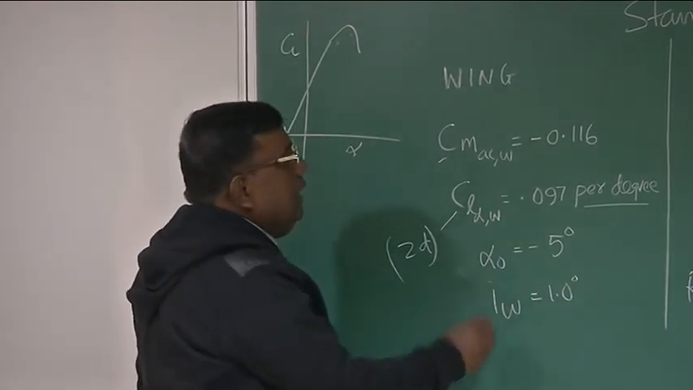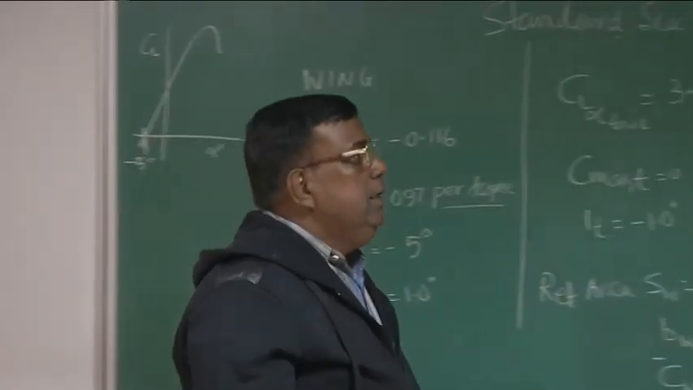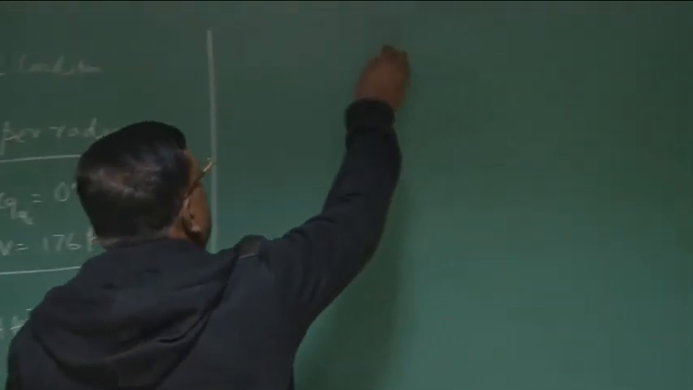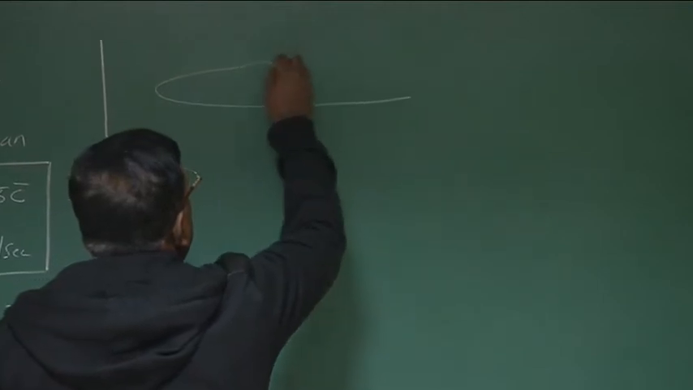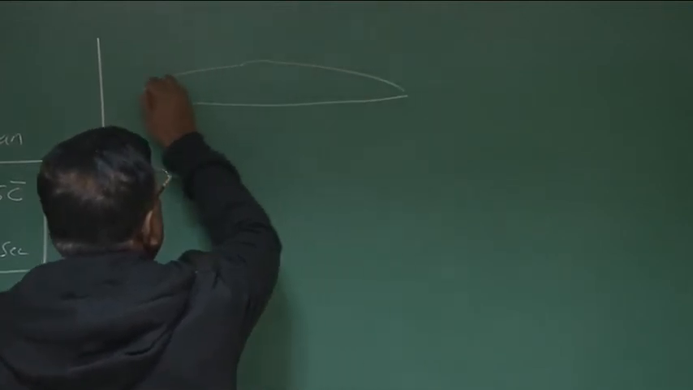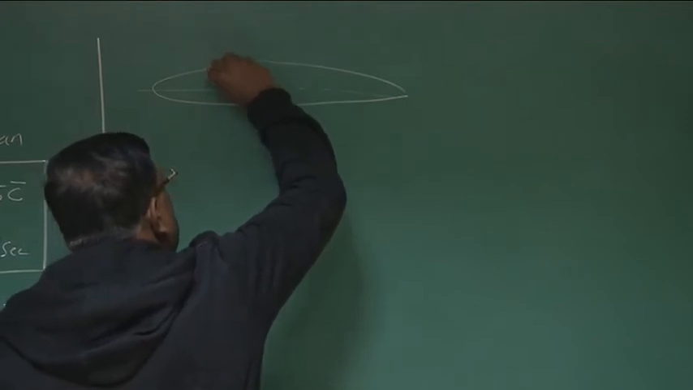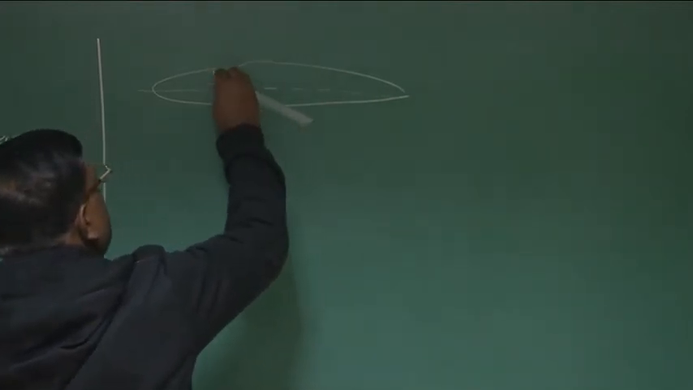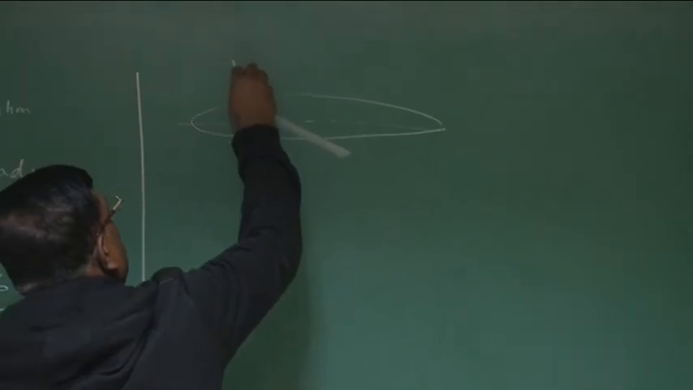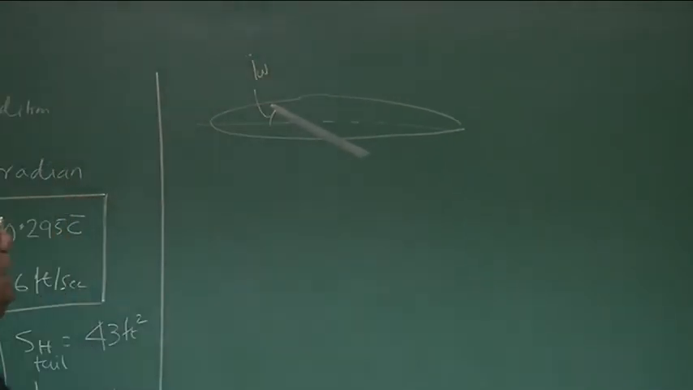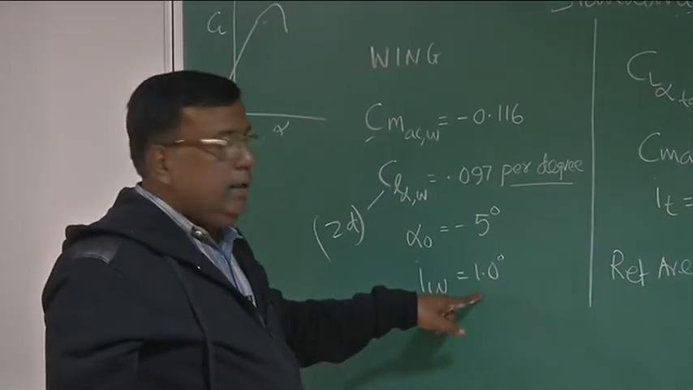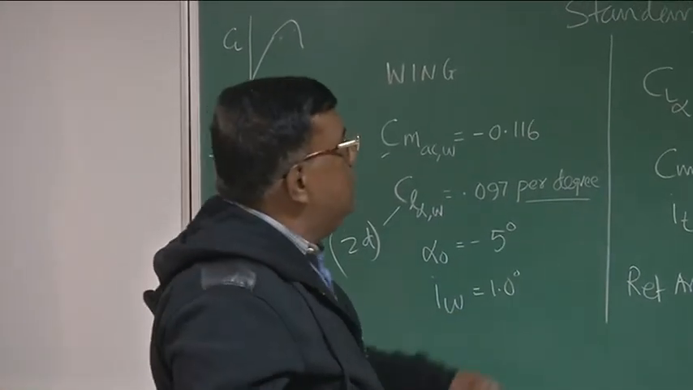IW is the wing setting angle. What is this wing setting angle? If you again recall one of my lectures, I have explained this. If this is the fuselage reference line, the wing is set at some angle with the fuselage reference line. This is called IW, or wing setting angle. Okay, and that wing setting angle is 1 degree. Clear?